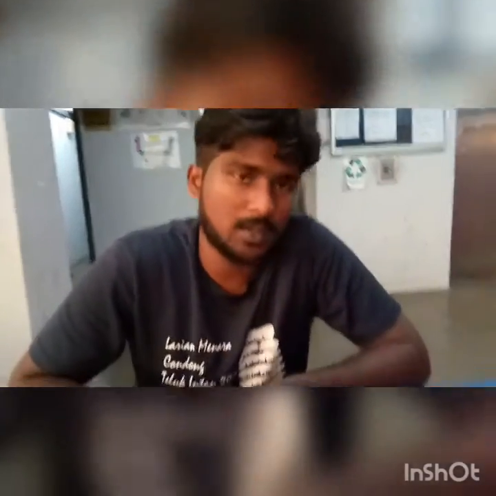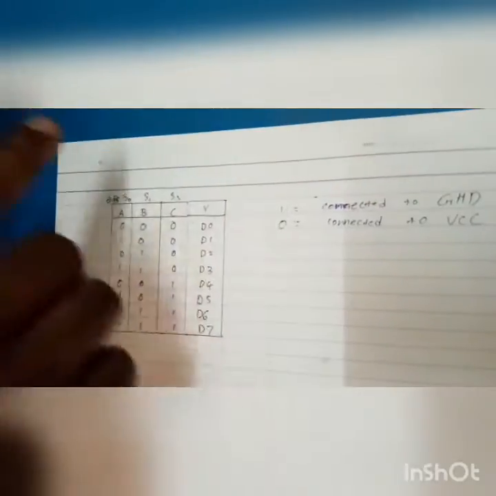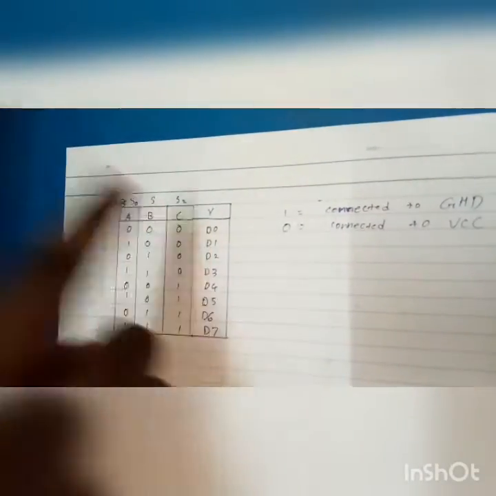Let's continue with our truth table. This is the 3 selector, S0, S1 and S2. These 3 selectors have one output, which is Y. This is very important: in the truth table, 1 means connected to ground in the circuit and 0 means connected to VCC in the circuit. So let's move on to the circuit.